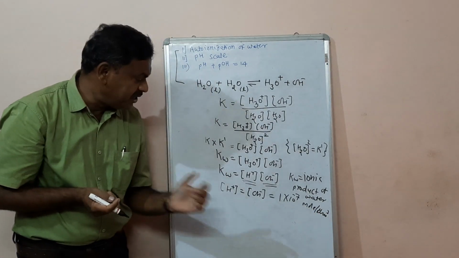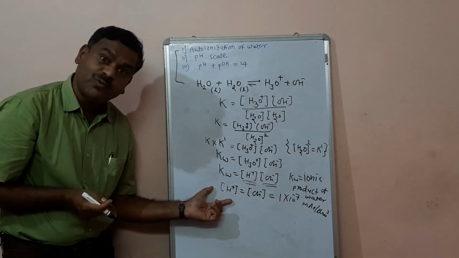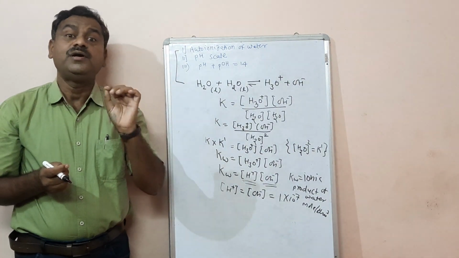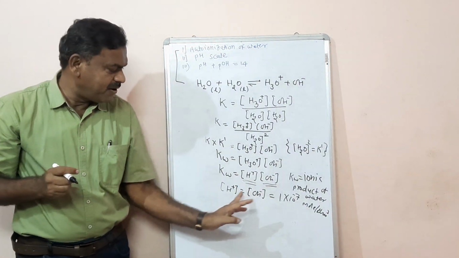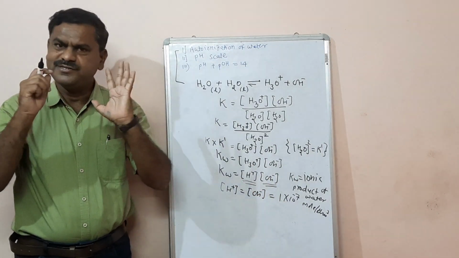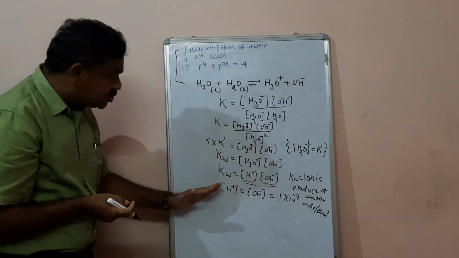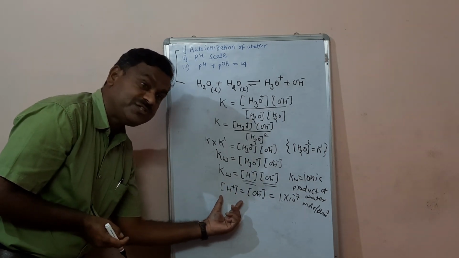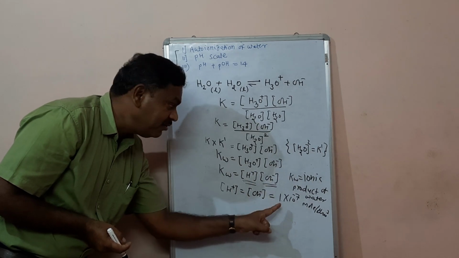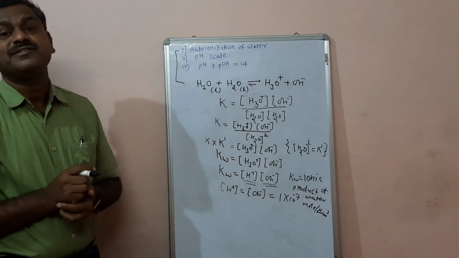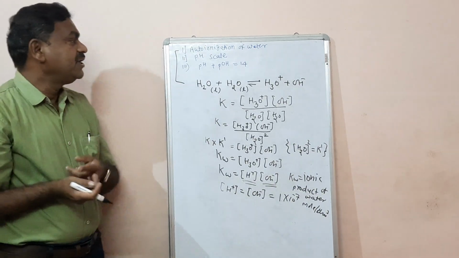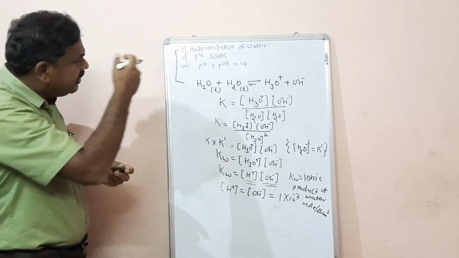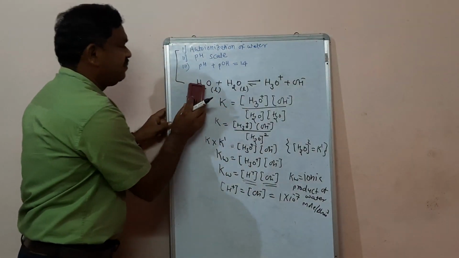That is the unit for the molar concentration of hydronium ions or the molar concentration of hydroxyl ions at 25 degrees centigrade. The value for this is 1 into 10 raised to minus 7. This is for the concentration of hydrogen and hydroxyl ions. Now, this is for the ionization of water.